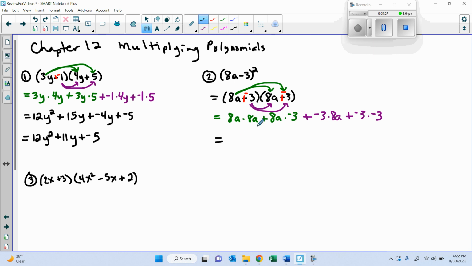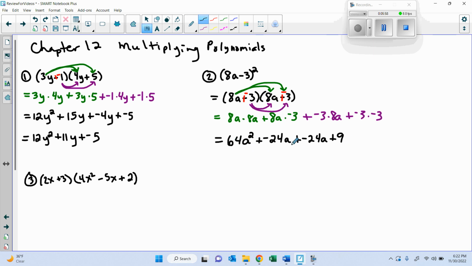So 8a times 8a would be 64a squared. And then plus 8a times negative 3, that's negative 24a, plus negative 3 times 8a, again, negative 24a, plus negative 3 times negative 3 is positive 9.